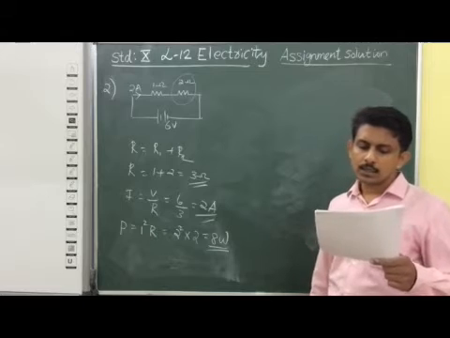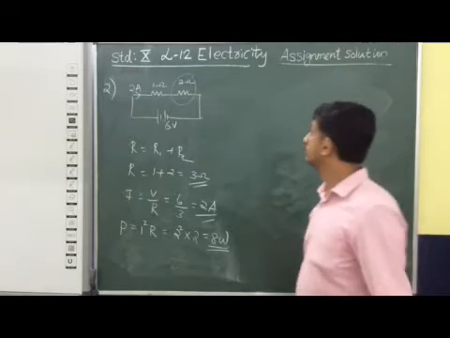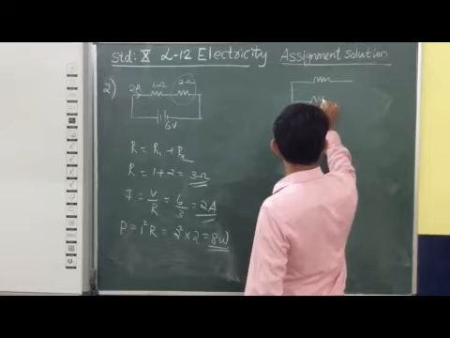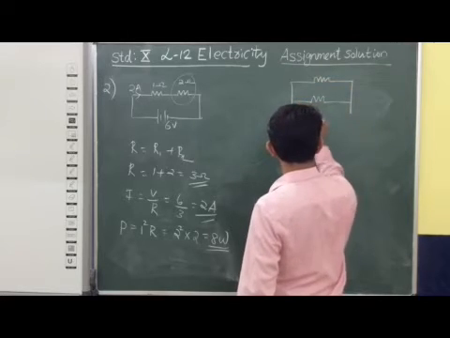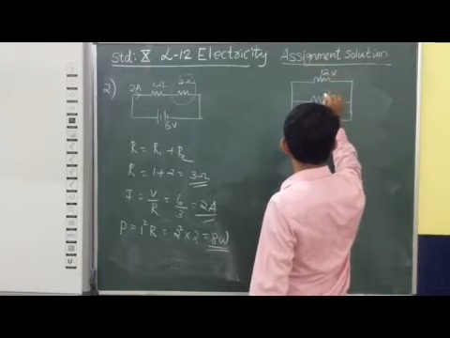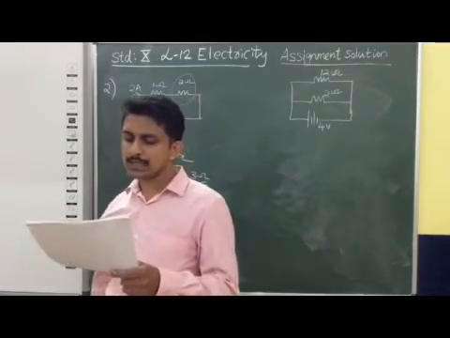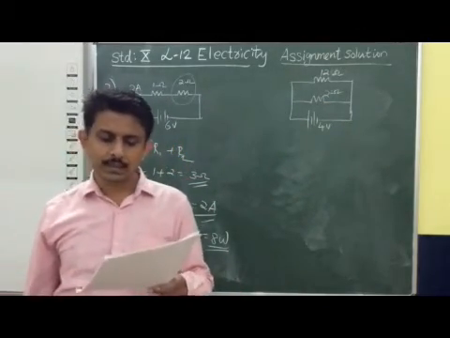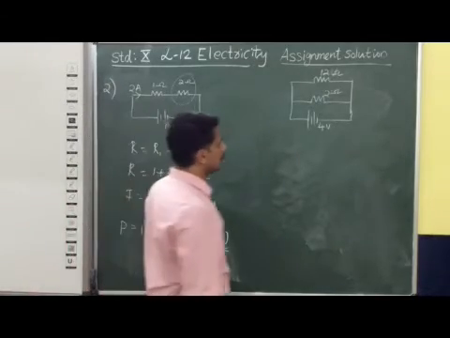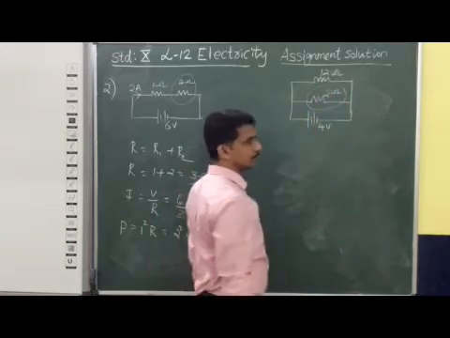Now the second case: a 4 volt battery in parallel with a 12 ohm and a 2 ohm resistor. Like this, there is a 12 ohm resistor and a 2 ohm resistor connected in parallel to a voltage source, a 4 volt battery. So that is the second case. We have to calculate the power consumed by this 2 ohm resistor.